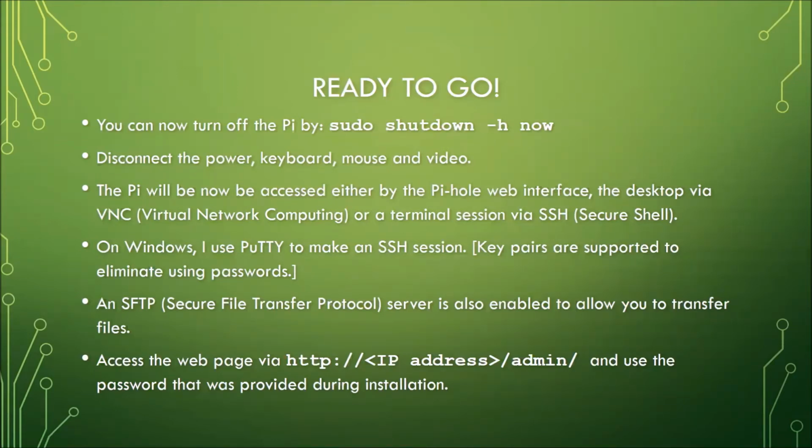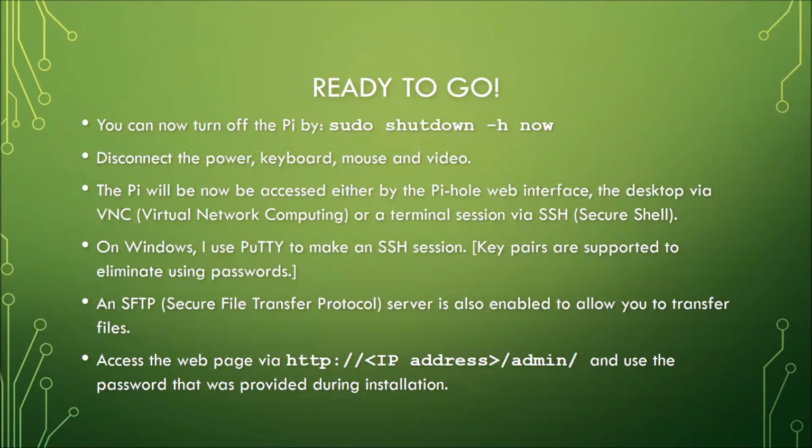So once it is shut down, at this point you can pull out the power adapter, disconnect the mouse, the keyboard, the video monitor, put those back to wherever you got them. We'll never need them again. What we're going to do is access the Pihole through its web interface, through VNC, or through a terminal session with SSH. So I said I use PuTTY to get an SSH session, and we're not going to go into it today, but PuTTY does support key pairs, and this will let you make a nice complex long password on the Pi, but not have to type it in all the time. You can just, using PuTTY, double click on the session and it will log you in automatically.